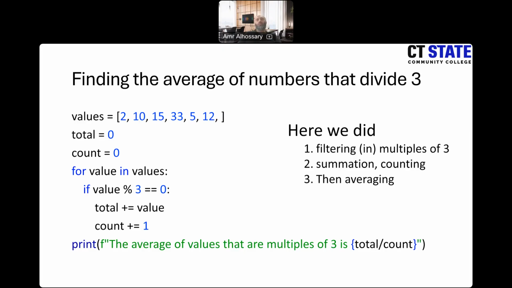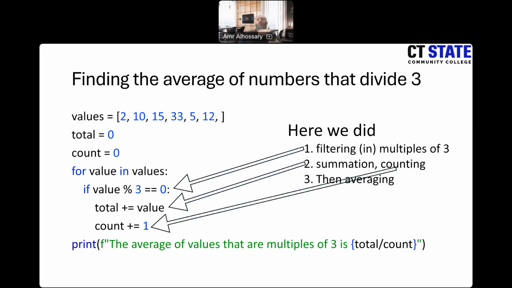So what we did here, we did 3 things. Filtering multiples of 3. We can filter in or filter out. Now we're filtering in. This is done here in the if condition. Then summation, counting, and finally averaging. So in these 5 or 6 lines, we did these steps: filtering in, summation, counting, and averaging. Averaging is by dividing the total over the count.